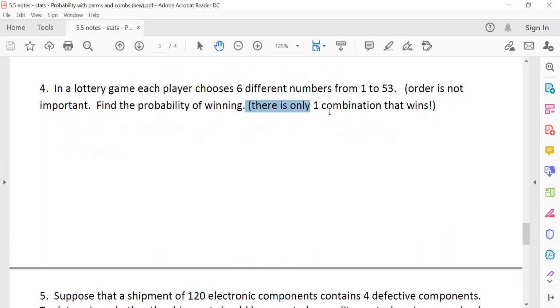Well, in the lottery, there's only one combination that wins. There's only one set of numbers you can pick. It doesn't matter what order you pick the numbers in. There's only one winning ticket. So your calculation here is going to have a 1 on top. There's only one winner out of, well, you choose 6 different numbers from a pool of 53. You don't care about the order, so this is going to be 53C6 down here. I'll do 53C6 as the probability.